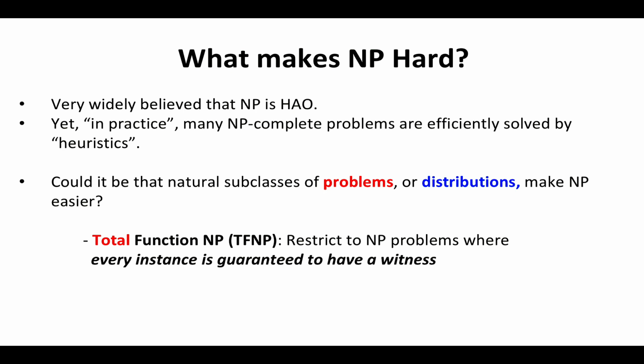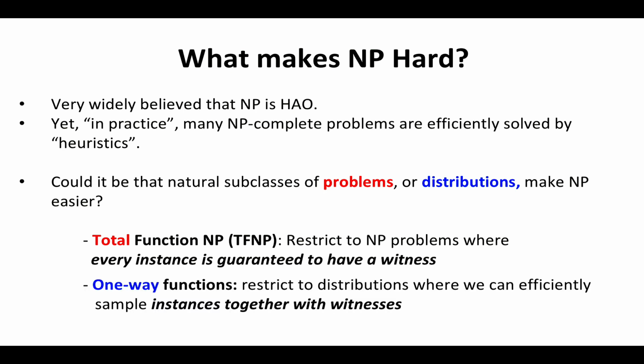So the first thing I would like to talk about is something called total function NP, or TFNP. So TFNP is a subset of NP problems where actually every instance has a witness. Okay, and I'm going to go over this in a lot more detail in the next few slides. So this is a way to restrict the class of NP languages, because right now we're restricting it to problems where every instance has a solution. But I can also restrict the distribution. Okay, so I'm not going to restrict the language necessarily, but instead let's consider some more natural distributions.